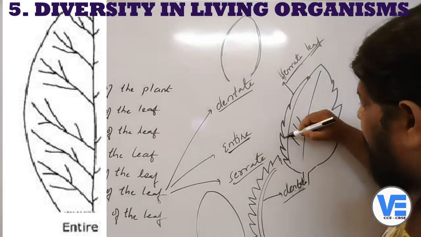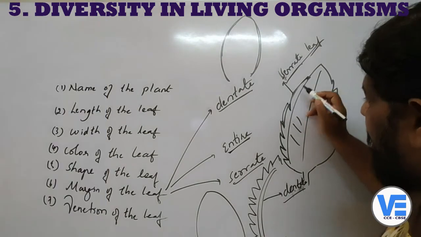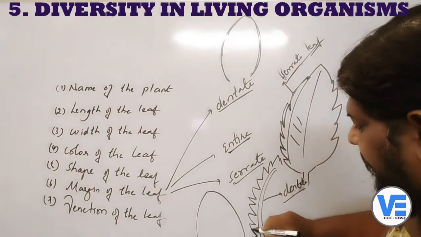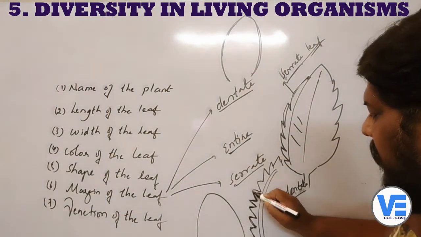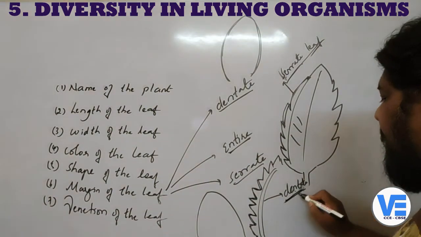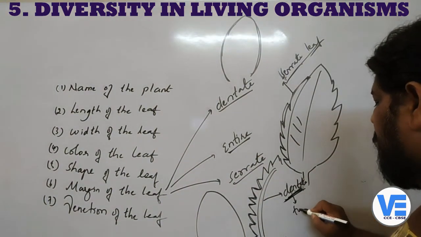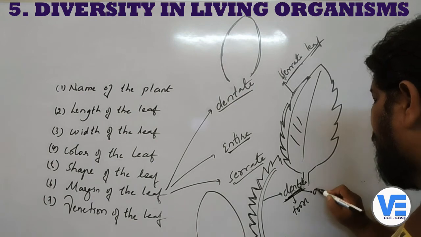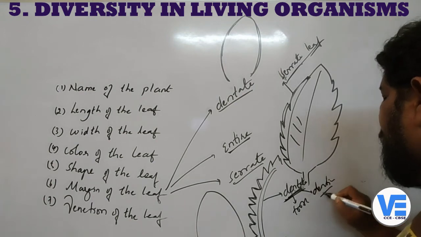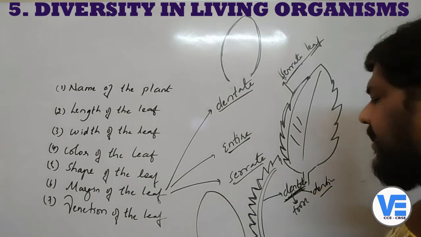So here, if you find this kind of cuts, we call it the serrate leaf. If you find some teeth-like structures like this, then it will be called the dentate leaf. Dentate means tooth, because our teeth are made up of dentine. That's why the word dentate you can take as a tooth.